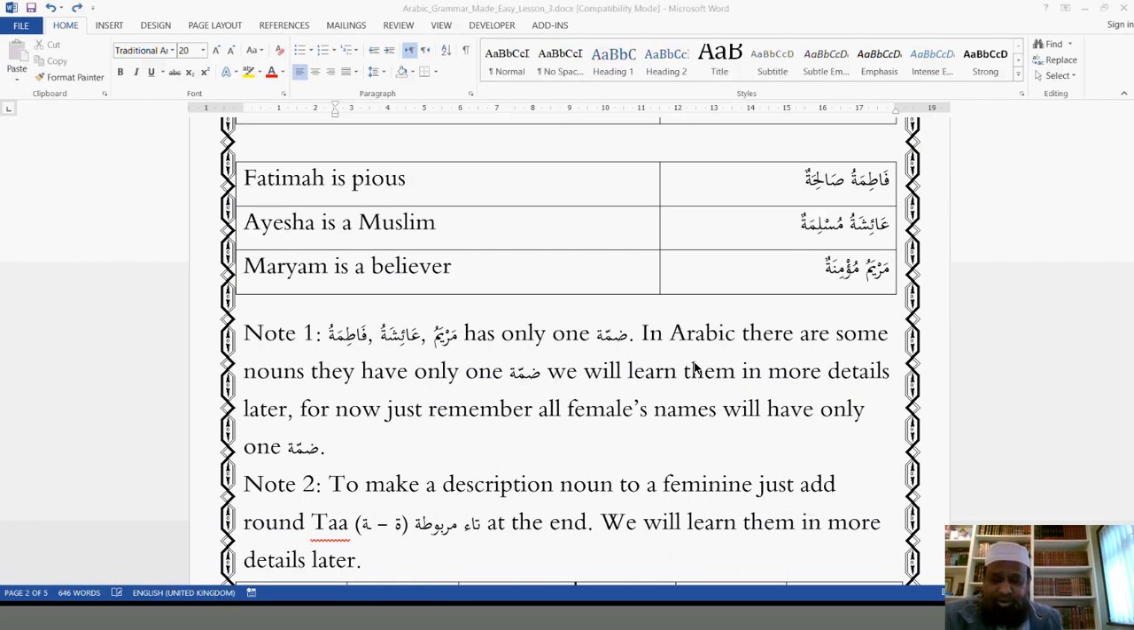Any description noun you can make feminine. Again, there are some exceptions. Some words, although they are description nouns, you still cannot add ta marbuta to make a feminine, but most of the time this is the rule for most words. Description nouns: just add a round ta at the end. This round ta can look in two different shapes. Normally we'll see this shape, and sometimes we'll see this shape.